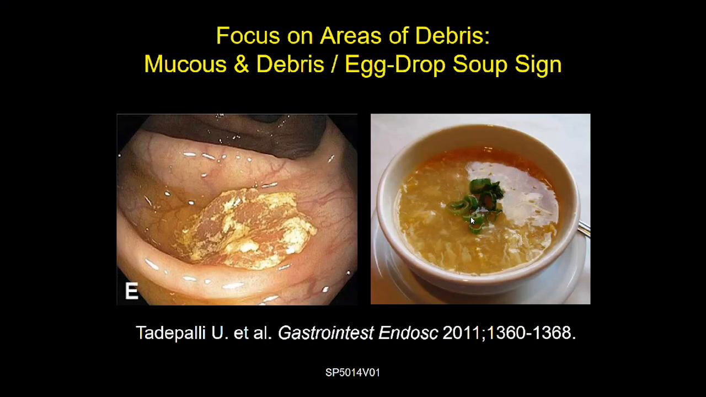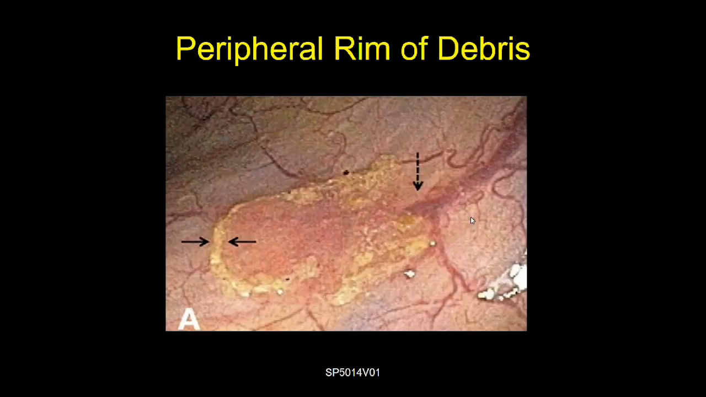I'd like to show this slide from a paper by Tadapalli, who calls it the egg drop soup sign. Hope I'm not offending any of your appetites. But if you see a clean colon with an area where there's a little residual stool material in one spot, then you should suspect maybe there's a flat polyp in that area, perhaps a flat serrated polyp. And here's another area where you can also see in this polyp where the blood vessels cut off abruptly. That's another little sign to look for these subtle lesions.